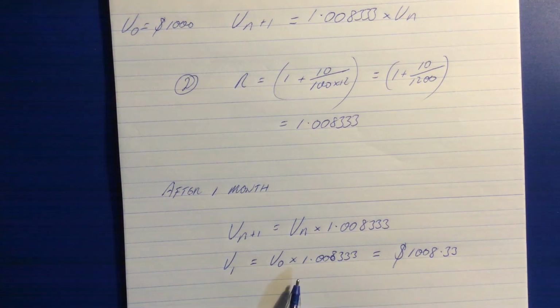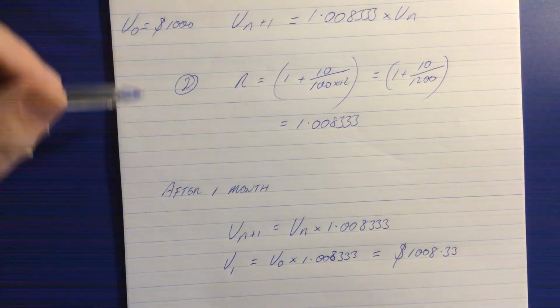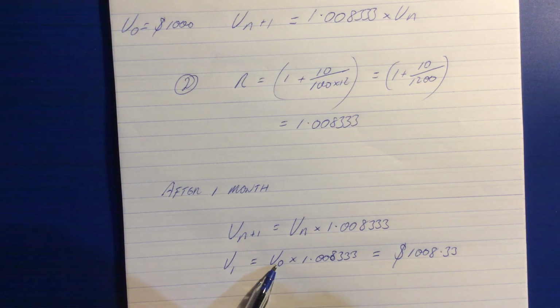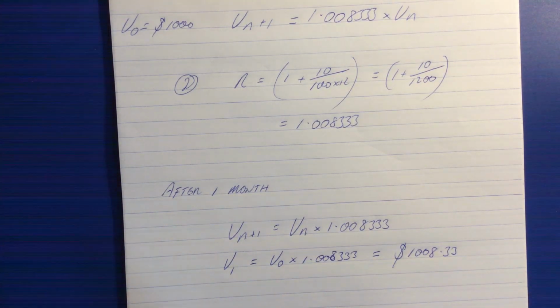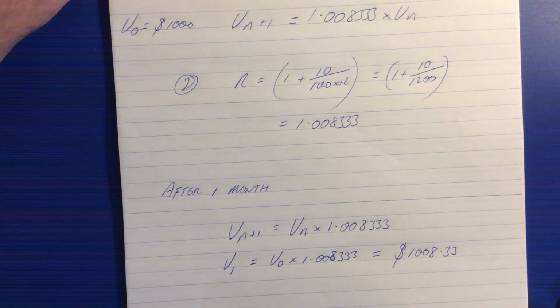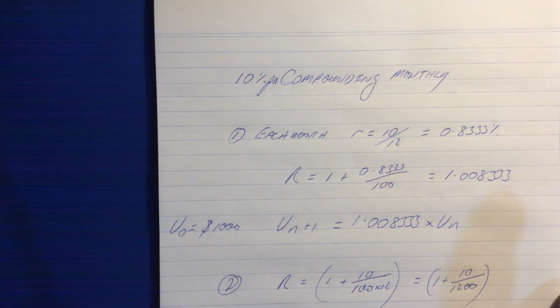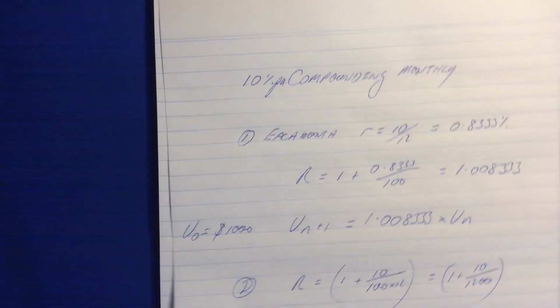When we put the actual numbers into our formula, remember that V0 up here is equal to 1,000. So that is $1,000 times this number here, and it gives us $1,008.33. So after 1 month, we have $1,008.33. Now, the burning question is, however, what is this worth after 2 years of monthly compounding? And that's the next thing that we're going to calculate.